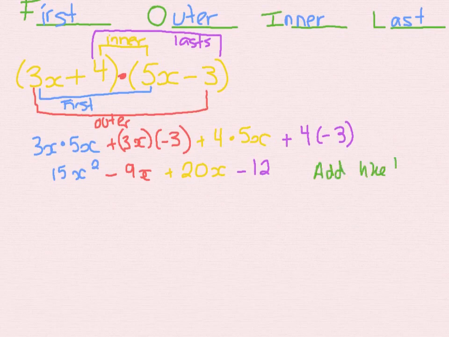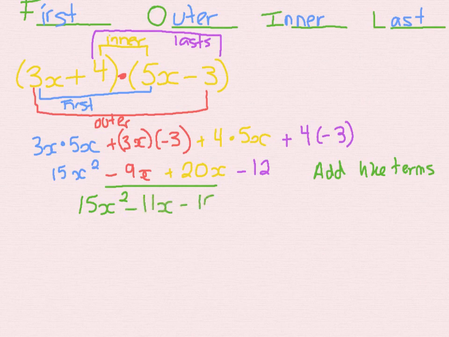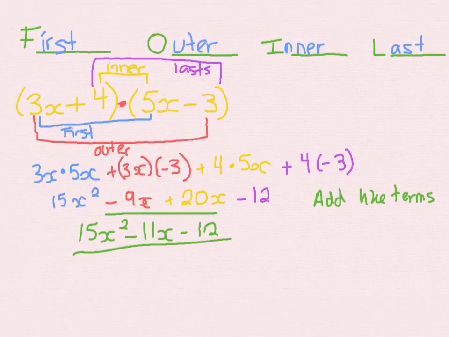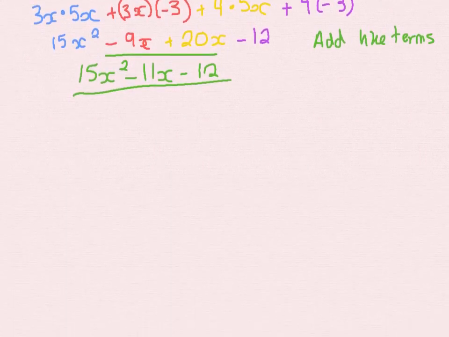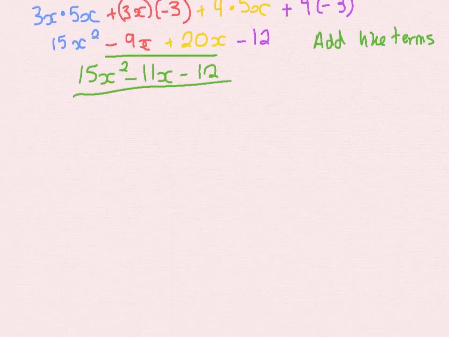And all we need to do last is add like terms. And here we just happen to have two like terms. So our final answer for this multiplication is 15x squared, minus 9x plus 20x is 11x, minus 12. And that is the answer to this problem. Okay? So now that we're comfortable doing multiplication, let's do another example.